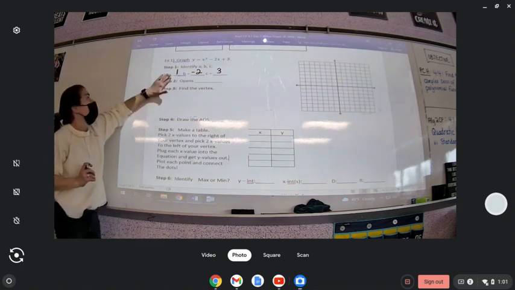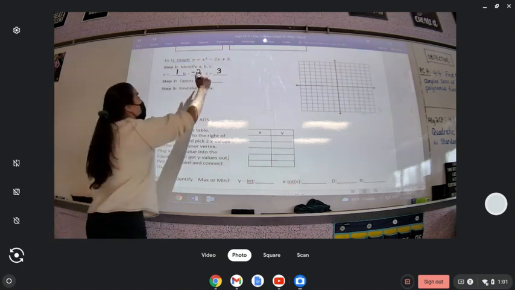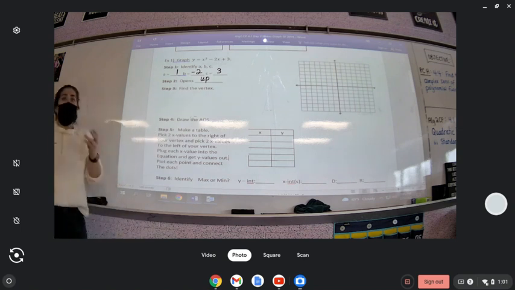All right, will the graph of this parabola open up or down? How do you know it's going up? a is positive, right? So you have a visual. We're going to have a vertex, and then it's going to go up. All right, let's get it. Let's get the vertex. Let's get started.